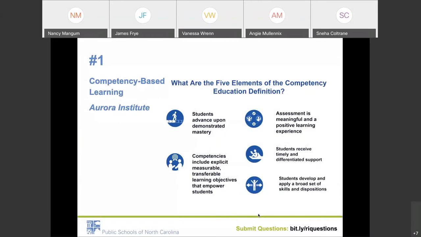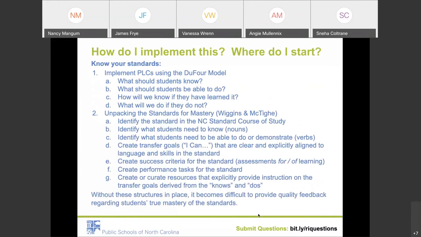Next slide. So there is no real secret sauce to doing competency-based education that is not on this slide. I think from personal experience, this is the key: the high quality PLCs, which we talked about earlier, focused on those DuFour model questions. What should students know and be able to do? How will we know if they've learned it? And what will we do if they don't? I think that is, again, even more important in remote learning as well.